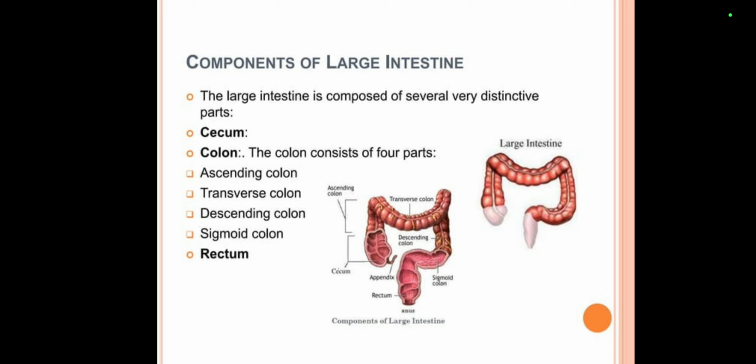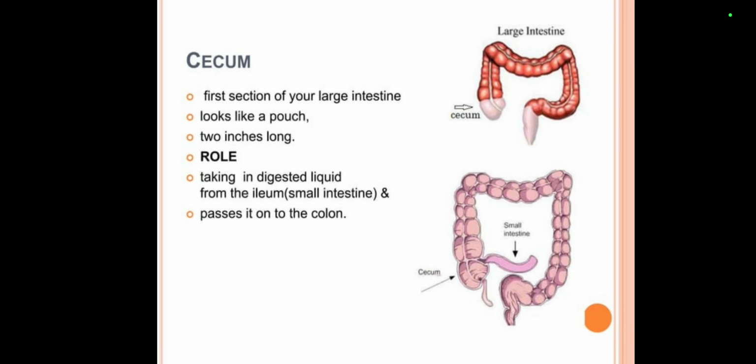Number one is, so we have the cecum, colon, and ascending colon. In the colon, we have 4 different types. We have ascending colon, transverse colon, descending colon, and sigmoid colon. And of course, we also have the last part, which is the rectum. So let's discuss it one by one. So let's have first the cecum.